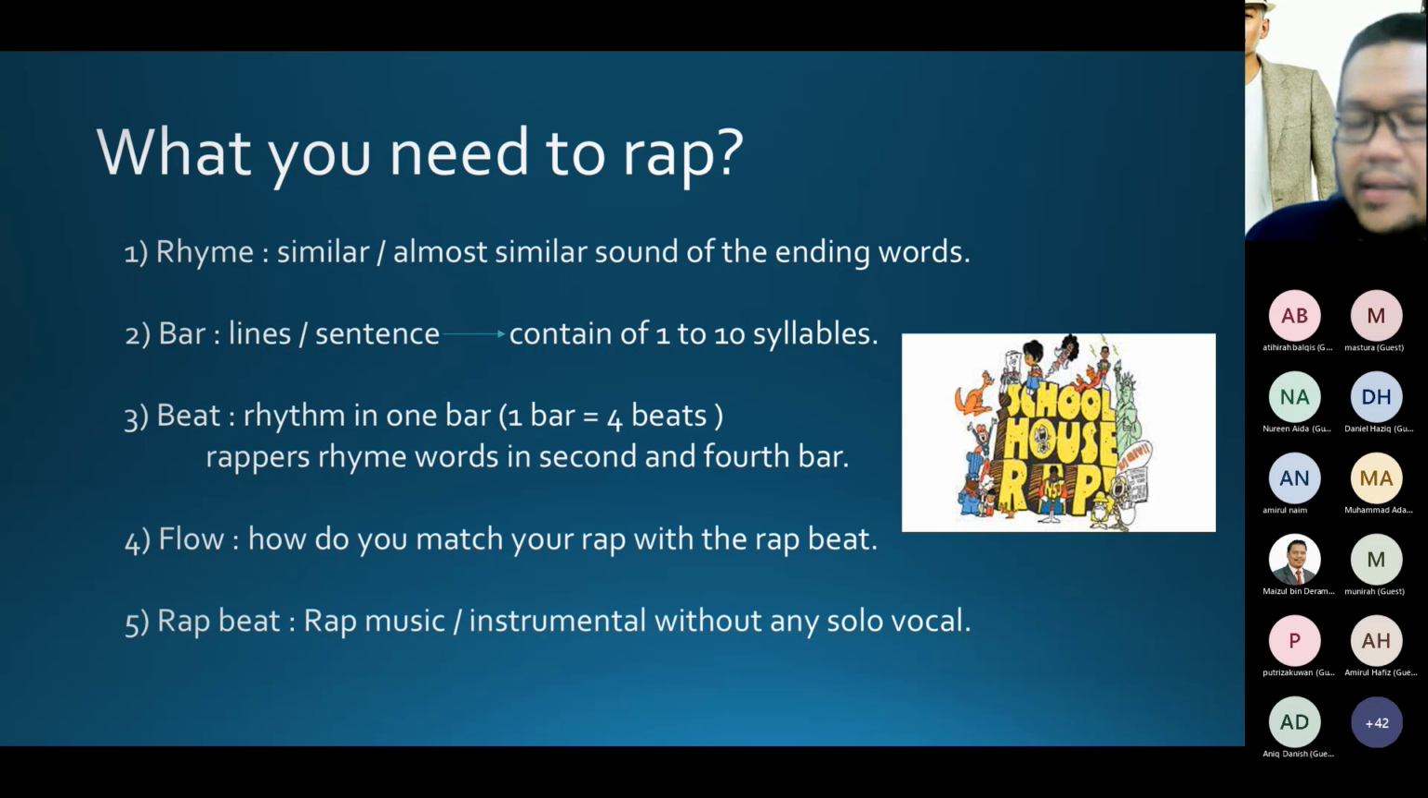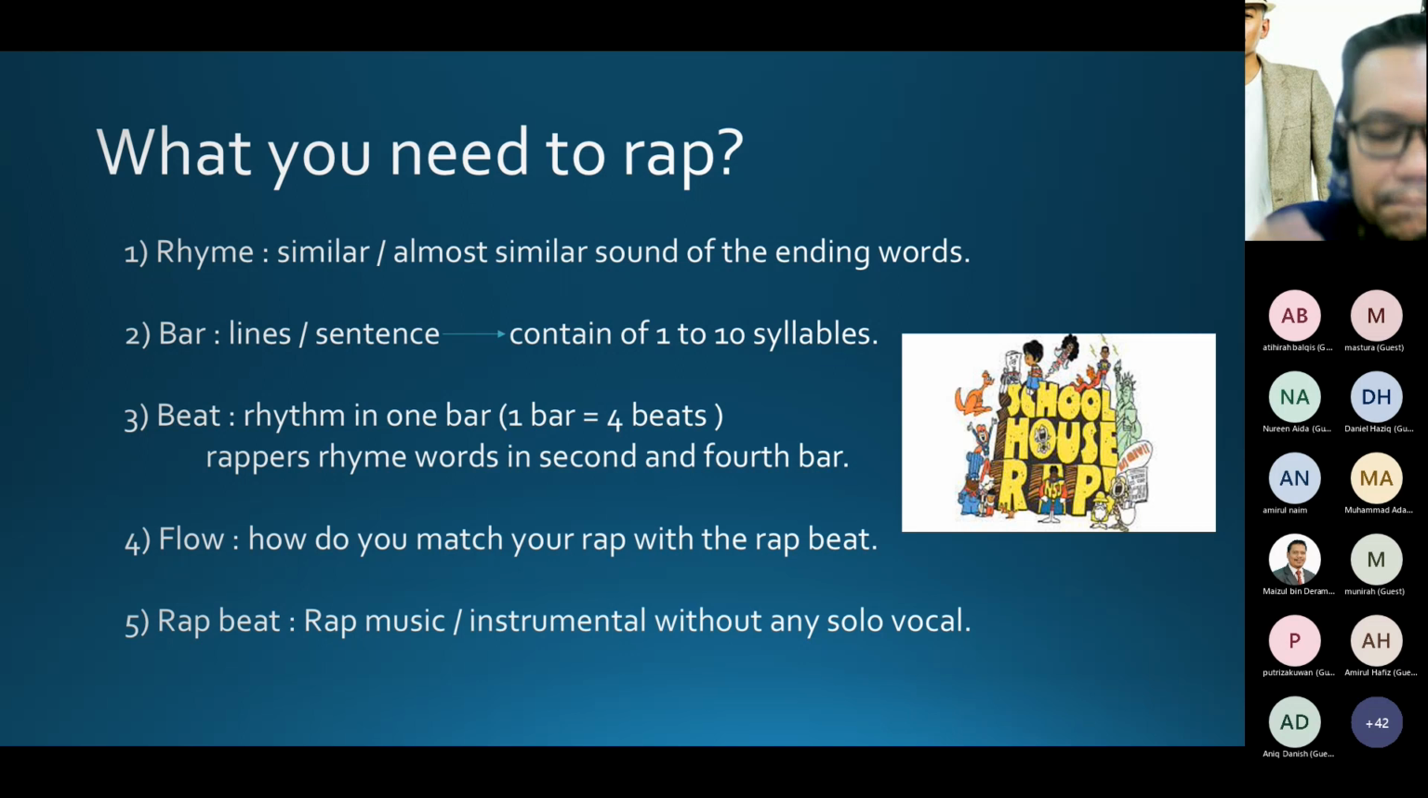Bar. Okay, ni yang I cakap tadi, bar, satu bar, 4 bits. Okay, bar is actually the lines, ataupun we call it in bahasa is baris. Okay, but the sentence is not necessarily complete. Tak complete pun tak apa because kita akan sambung bawah. The next bar, the next bar, the next bar.